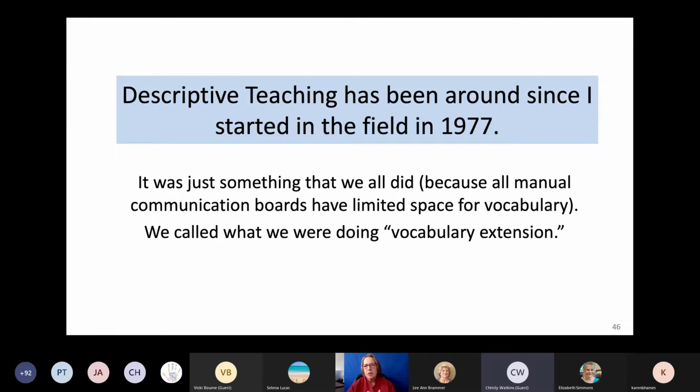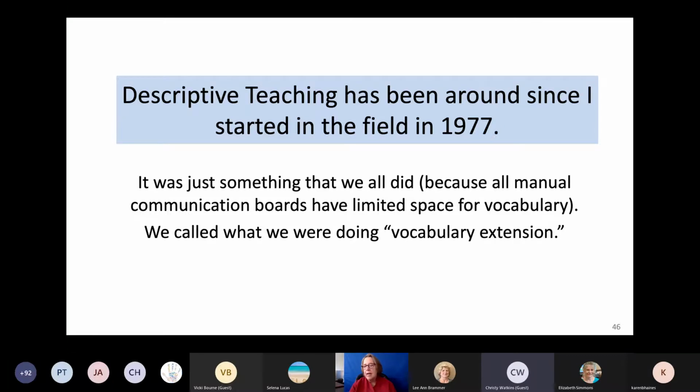This notion of descriptive teaching has been around since I started the field in 1977. In 1977, that was before any speech generating devices were available to our field. It was before even any kind of electronic scanners were available in our field. And descriptive teaching, when I was going through my educational training, my pre-service training at the University of Wisconsin, as well as my immediate experience when I came out and started working in a school for special needs children, it was something that we just all did.